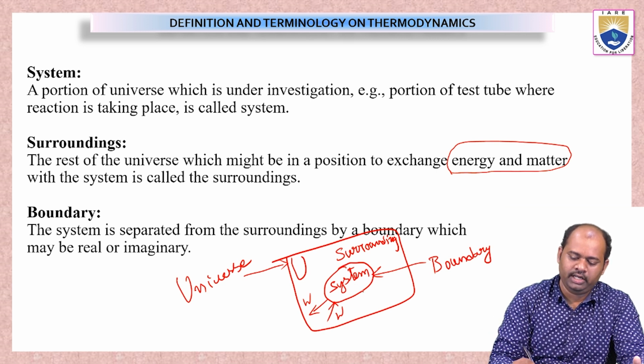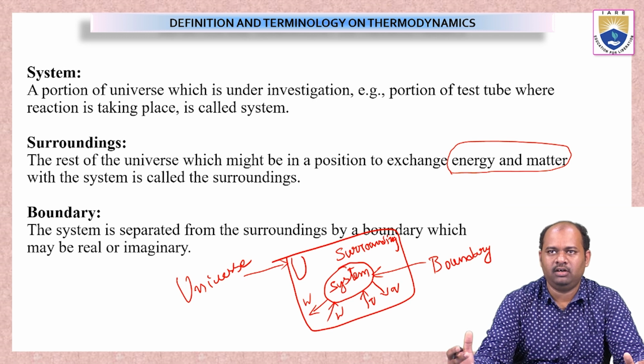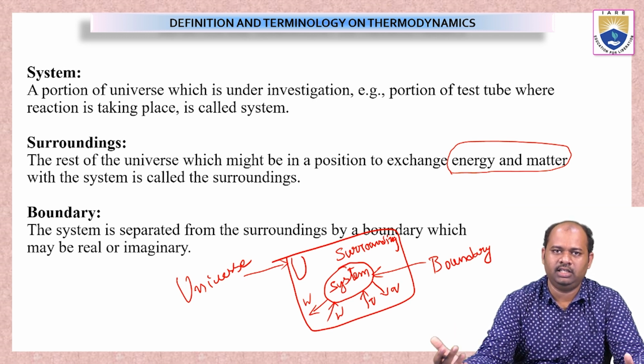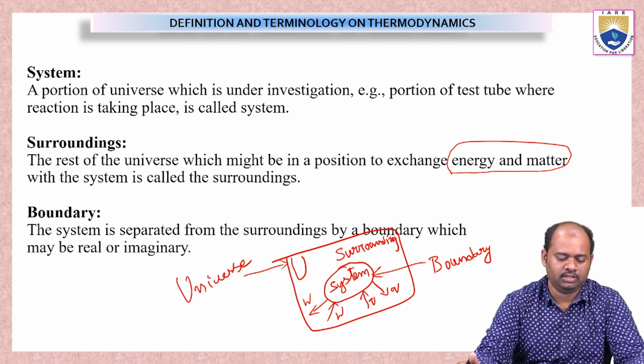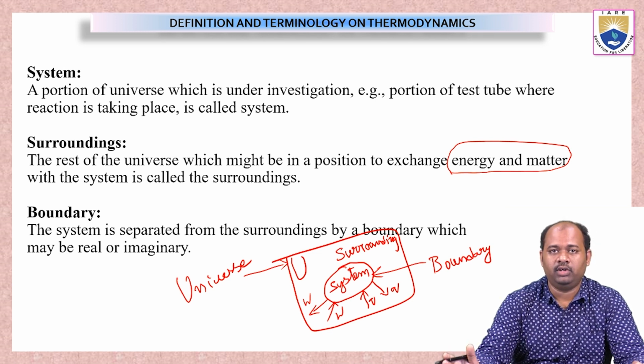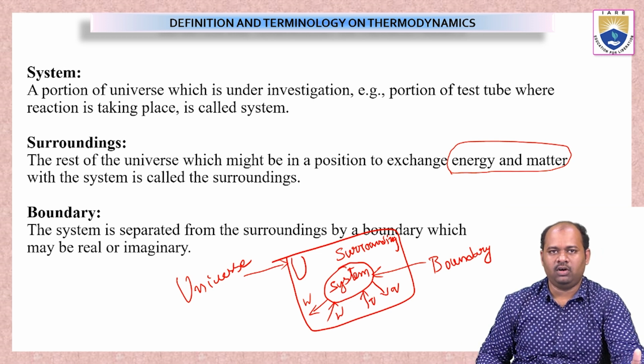And again, some amount of heat can be supplied to the system or heat can be taken out of the system. So the surrounding has the capability of transferring or exchanging matter and energy into the system or out of the system. Now boundary. The third definition, boundary, goes like this. The system is separated from surroundings by a boundary which may be real or imaginary. The layer that is separating the system from the surroundings could be a real boundary or an imaginary boundary, but some kind of boundary should be there in order to separate our system from the surroundings, and this is called a boundary layer.